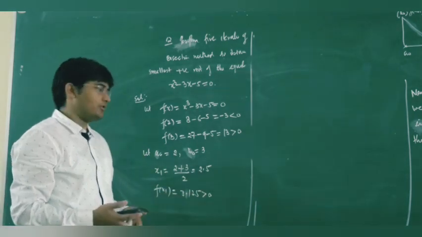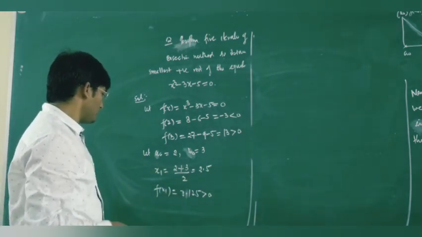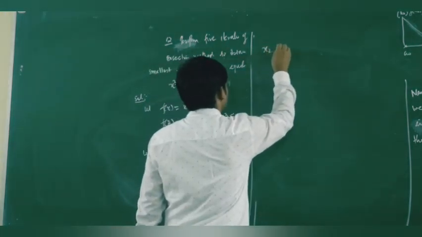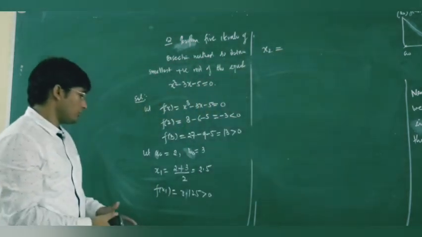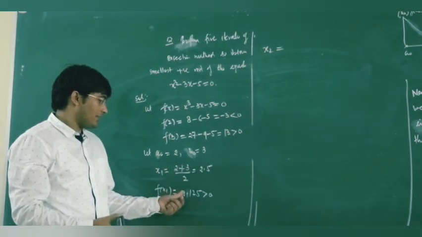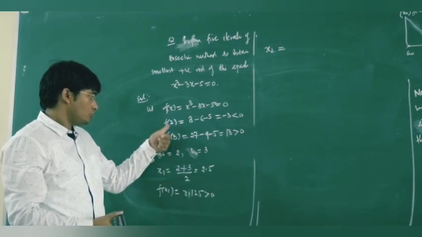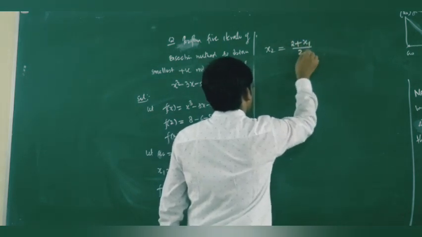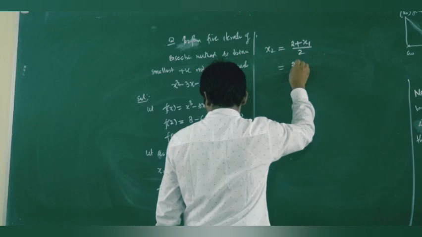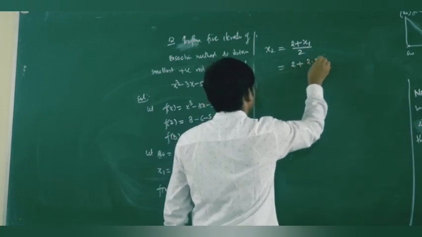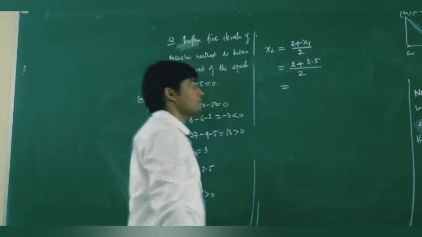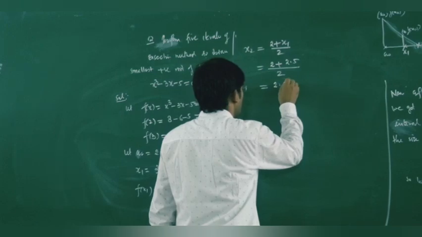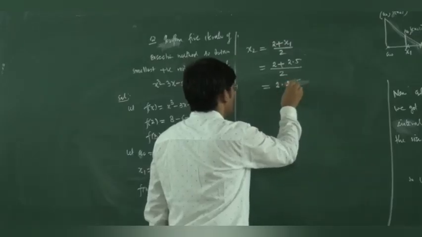Then we can have a small number of steps. So now this is your x1. Your x2 will be, your next root will lie between the interval 2, x1. So this will be 2 plus x1 divided by 2. So this is 2 plus 2.5 divided by 2, so this is 4.5 divided by 2, and this is 2.25. So this is your x2.